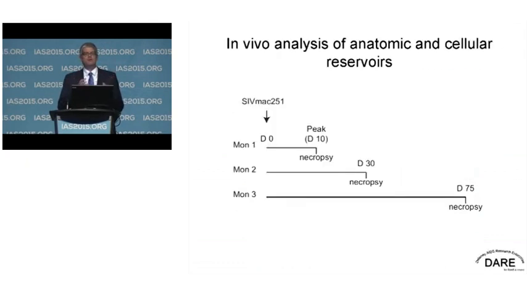So let's put all of these tools together and really try and understand where the reservoirs are and what they're doing. To do that, we took 3 animals, 3 non-human primates, 3 rhesus macaques. We infected them with SIV251. At day 10, 30, and 75, we sacrificed them, and we just went from top to bottom, looking throughout the entire animal for where the reservoir of infection was, first by RNA. And these are the results.